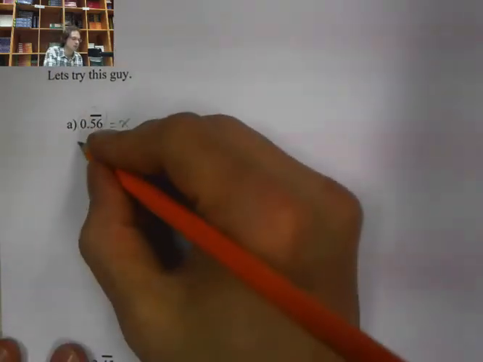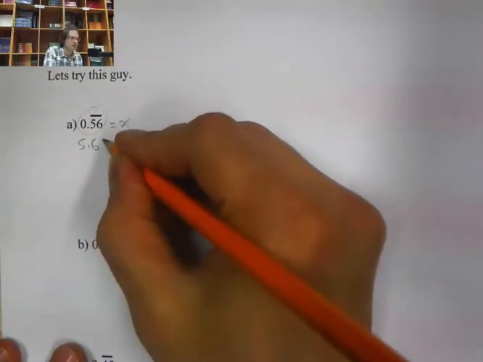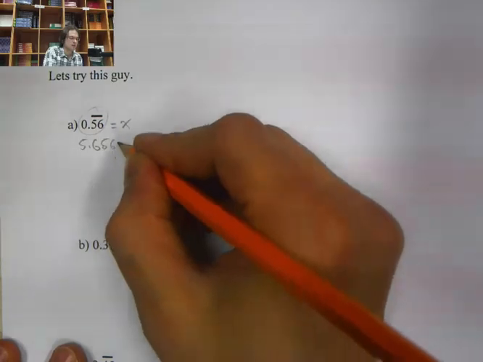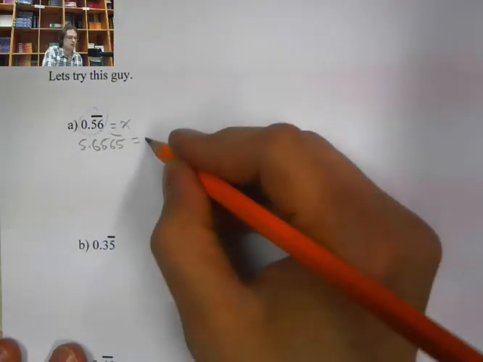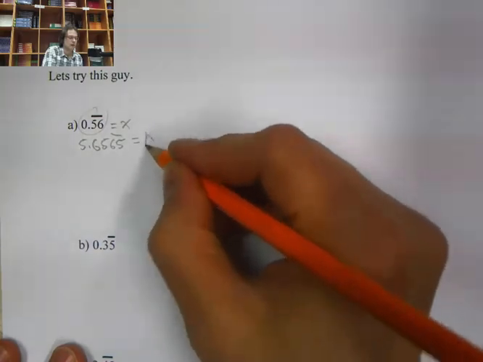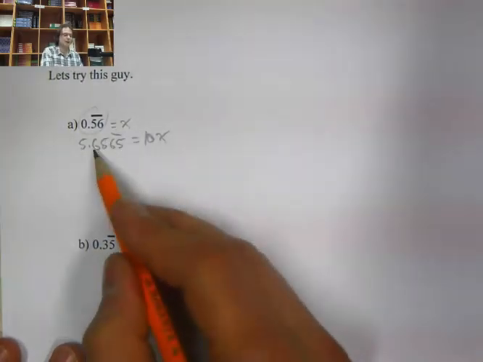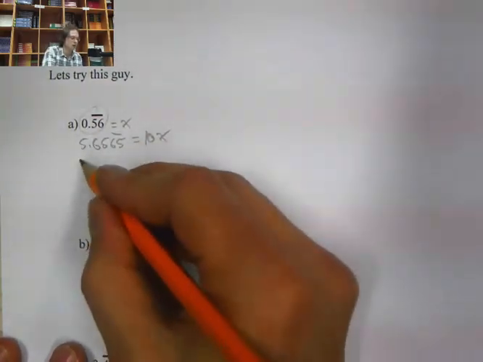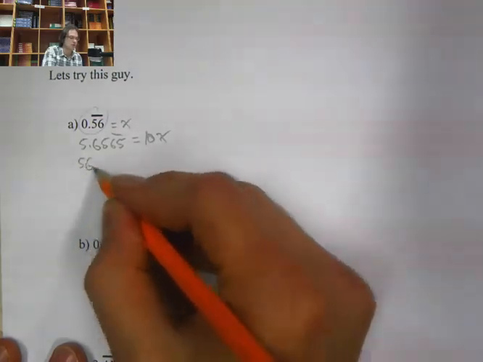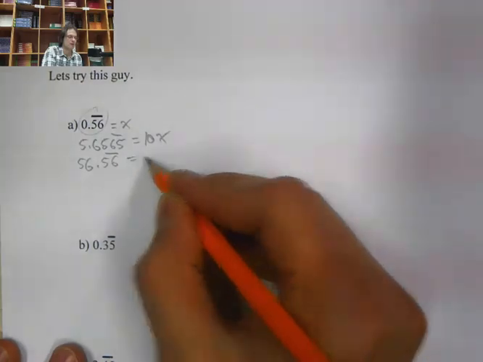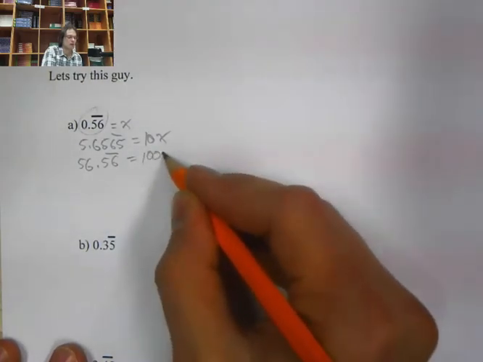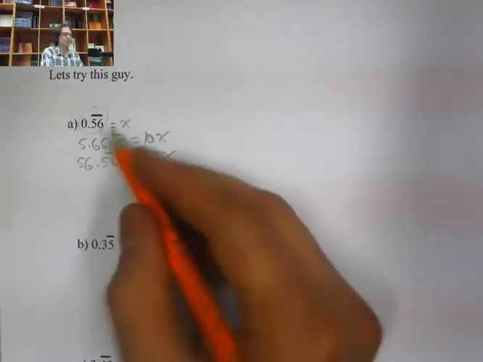So how am I going to do that? Well, multiplying by 10 won't work. If I multiply by 10, I get 5.6565 repeating, which is equal to 10x. I can't take away yet. Let's try if I multiply by 100. I get 56.56 repeated, and that's equal to 100x. So I have to multiply everything by 100.